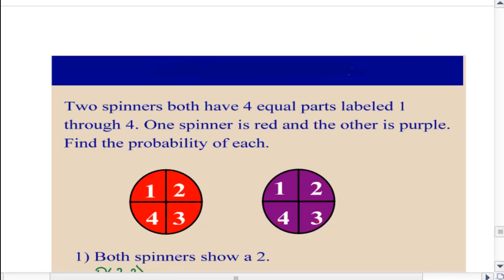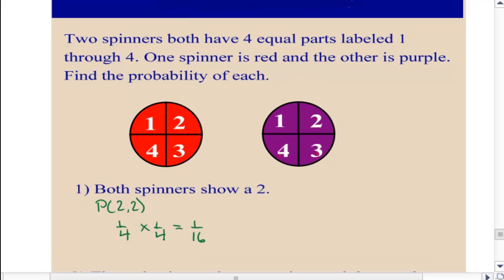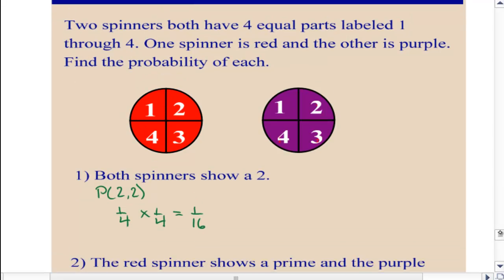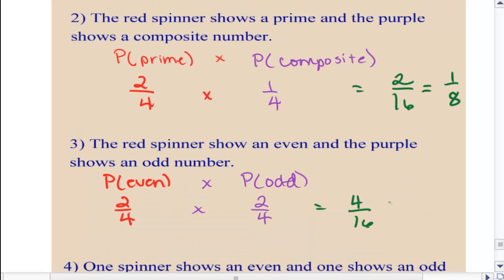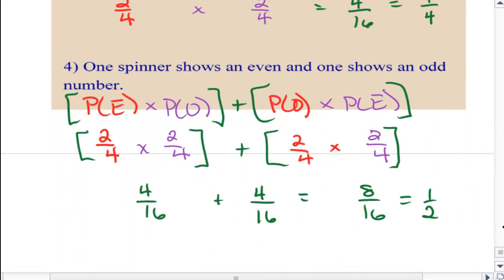Finish this last page and then check your answers. Here are my answers. Number 1 is 1/16. Number 2 is 2/16, which equals 1/8. Number 3 is 4/16, which equals 1/4. And number 4 is 1/2.